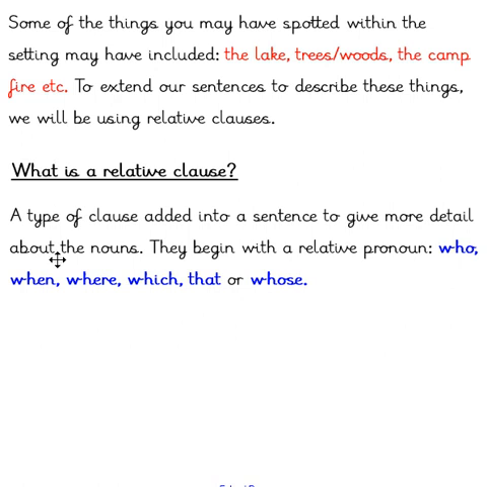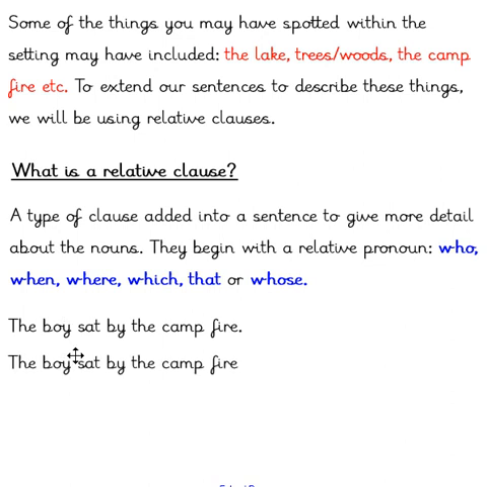So let's look at a couple of examples. Here we have a simple sentence. The boy sat by the campfire, something I saw in the video clip. Let's look at an example with a relative clause included. Here we have the same sentence again. The boy sat by the campfire, but this time I've extended the sentence by using a relative clause. The boy sat by the campfire, which was burning brightly. Here is my relative pronoun, the word which, and that has allowed me to add more information to the sentence, which was burning brightly.